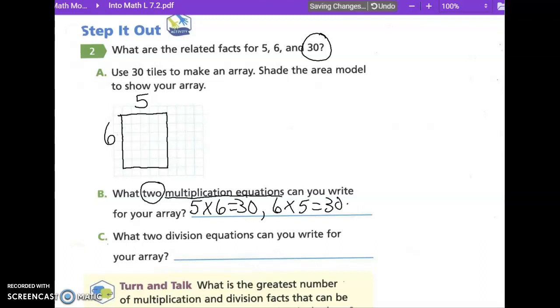Okay. Now what does C say? Everybody read C with me. What division equation can you write for your array? Cambry, what are we going to start this division equation with? Okay, and then what? 30 divided by 5 equals? Very good. Brecken, what's our other division equation going to say? 30 divided by 6 equals 5. Very good.